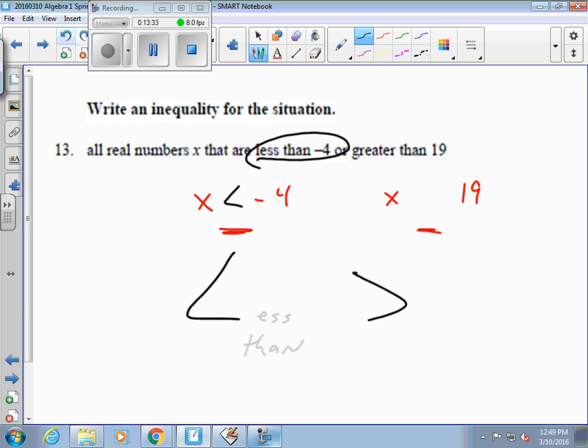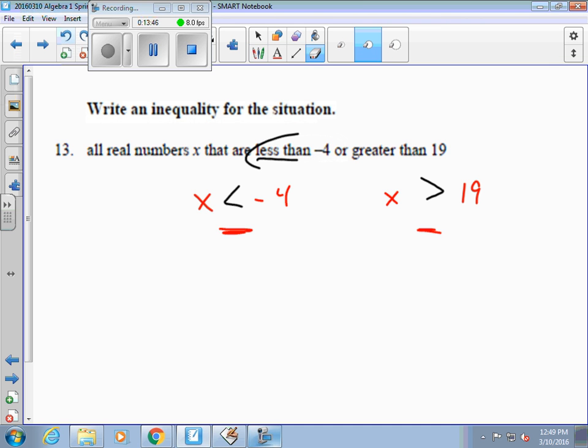The other one is backwards. So that one right there, x is less than negative 4. That's part of it. The other one says x is greater than 19. Greater than goes this way. That little bitty word right in the middle is key right here.